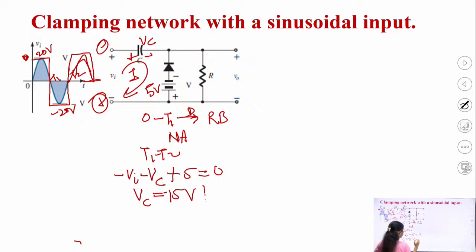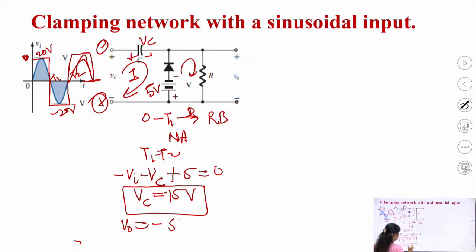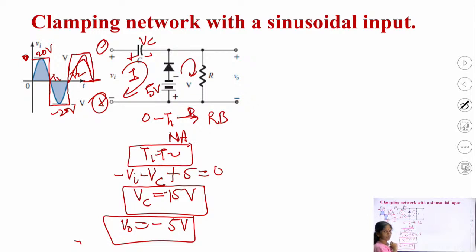minus of 15 volt. And also in the second loop, if I write the KVL for this loop, then V0 will be equal to minus of 5 volt. So this is during the time period T1 to T2. Now during time period T2 to T3, this will be plus and this is minus, and the capacitor has been charged to minus of 15. That's why you have to change the sign, and this value is 15 volts.